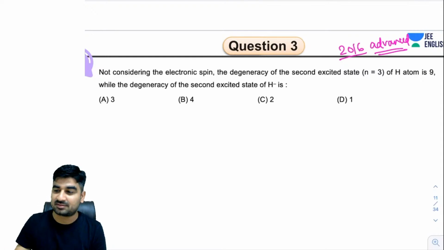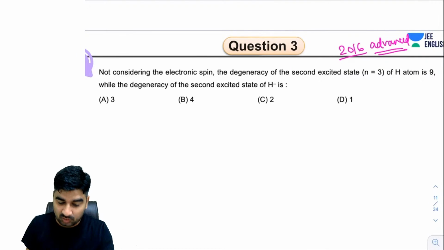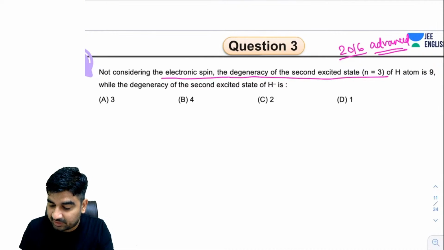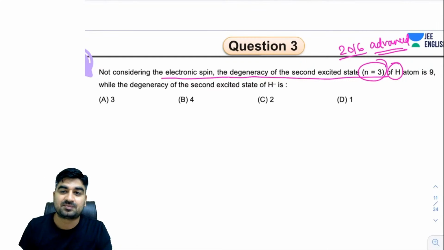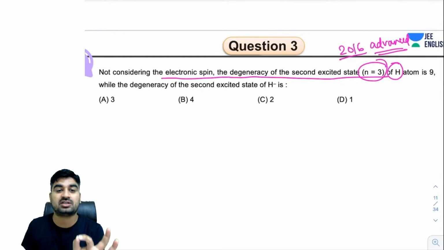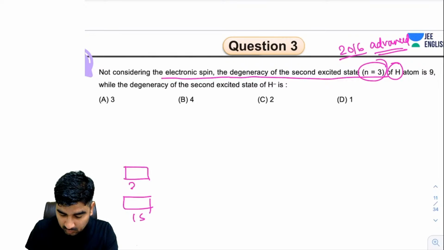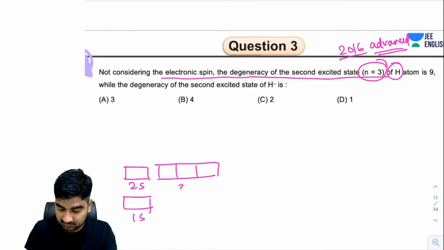So let me check. Should I start now? Okay. Not considering the electronic configuration, degeneracy of second excited state of hydrogen. I told you in hydrogen and hydrogen-like species, if n is same, all orbitals will have same energy. Like if I say 1s, 2s, and 2p will have same energy as 2s. So there are 4 degenerate orbitals.